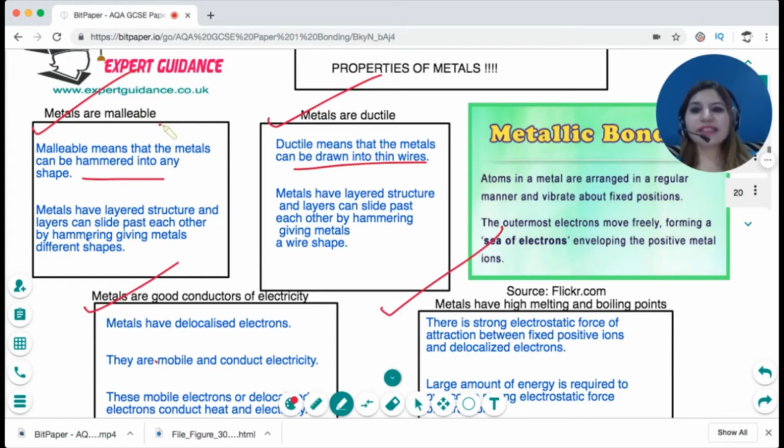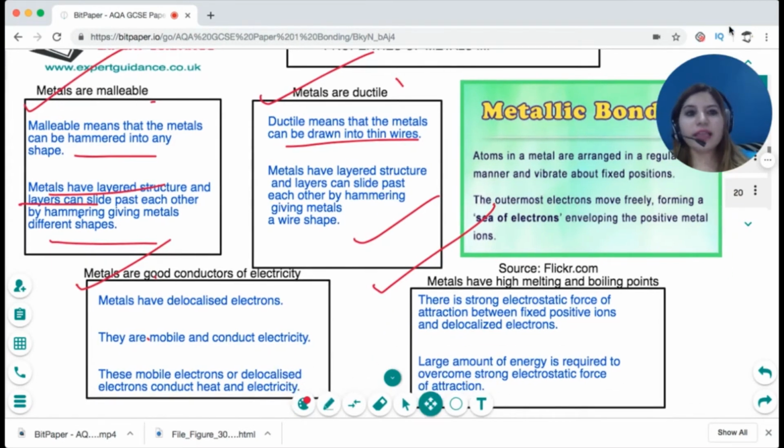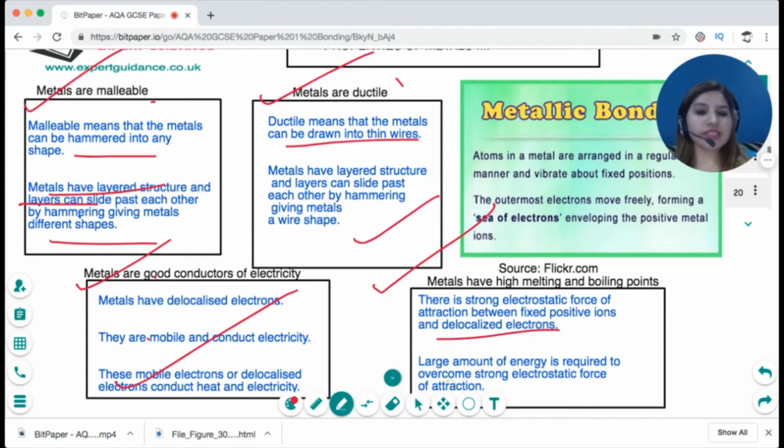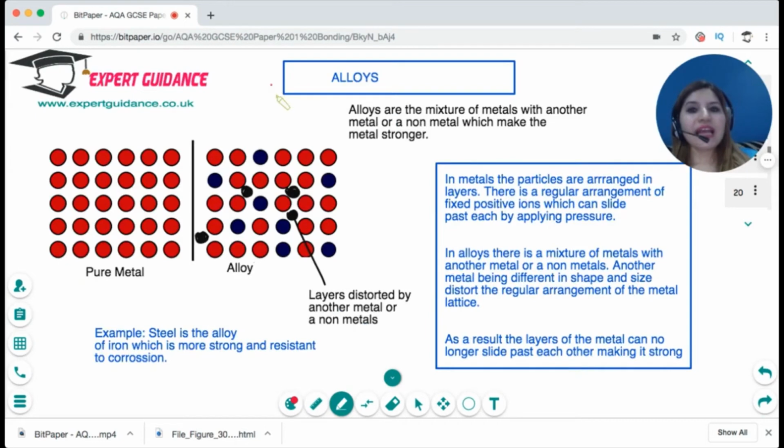So why are metals malleable? Because metals have layered structures. They can slide past each other just by a little hammering. Ductile, again, because they have a layered structure, they can be hammered. They are good conductors of electricity because there are mobile electrons. There are delocalized electrons which can conduct electricity. And due to the strong electrostatic force of attraction between fixed positive ions and delocalized electrons, they have high melting and boiling points. Next is a very important concept of an alloy. You can see this is a pure metal having a layered structure.